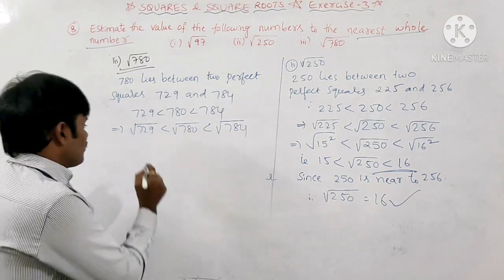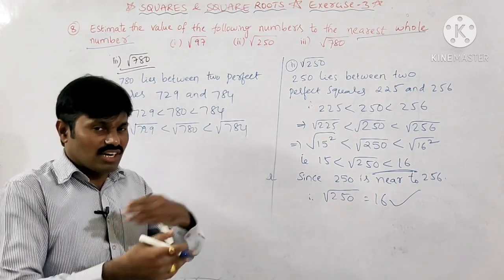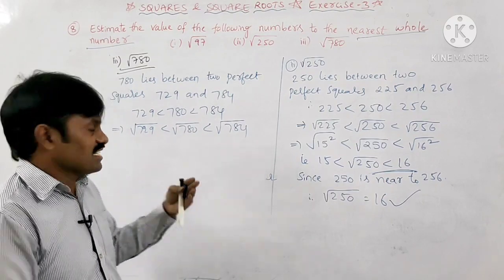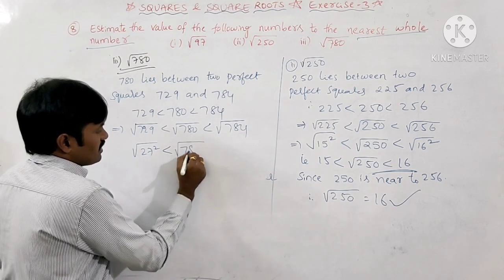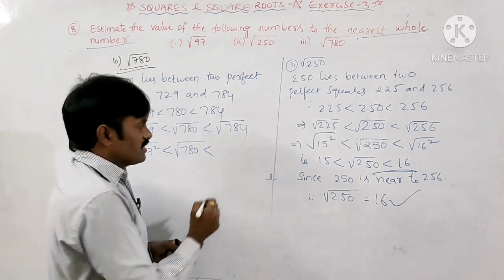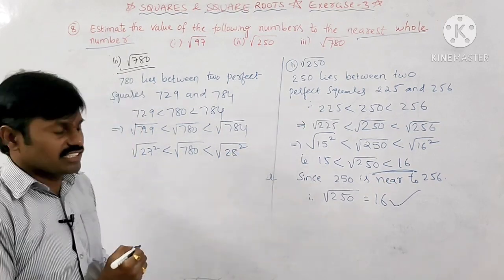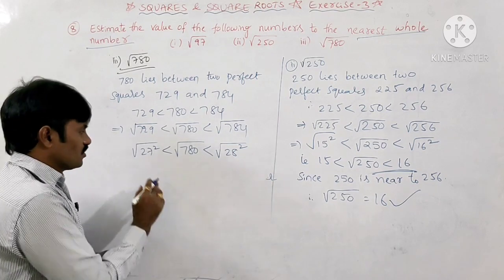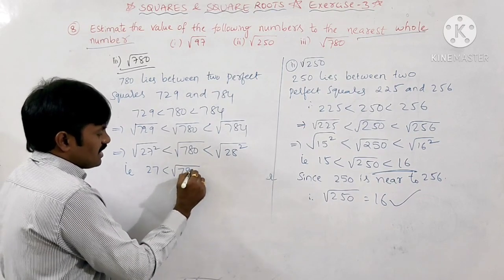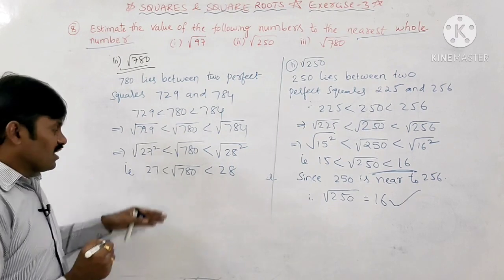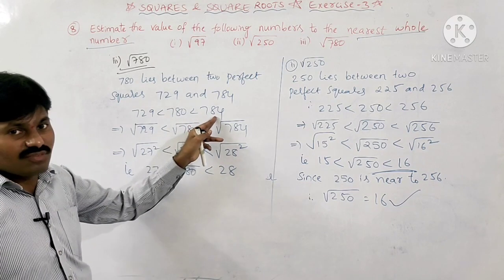Now, what is the square root of 729? Since the last digit is 9, and 25 squared is 625, it comes after 25 only. So 26 squared is 676, and 27 squared we get 729. So 27 less than the square root of 780, less than the square root of 784, which is 28. We can write it as 27 less than 780 under root less than 28. Now, what shall I take as the answer, either 27 or 28?